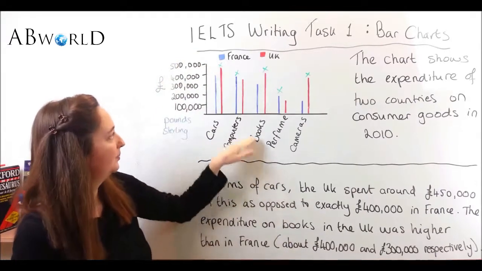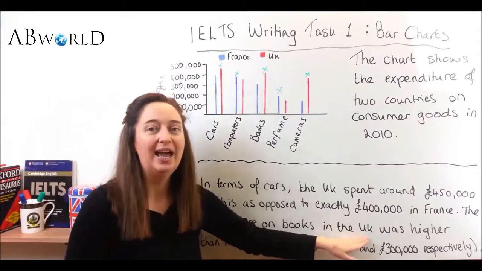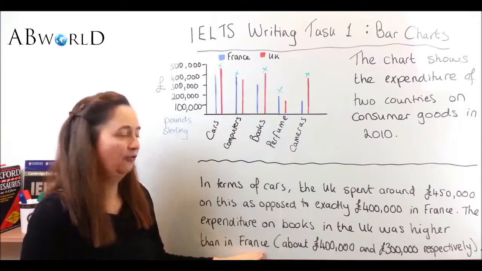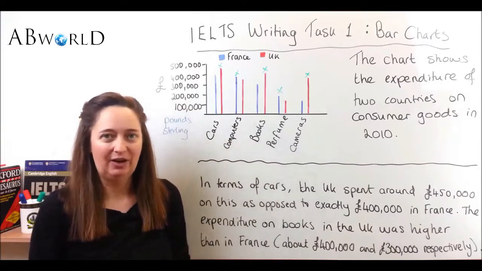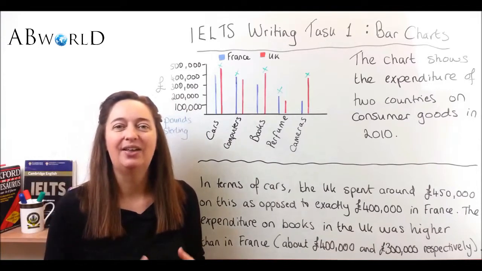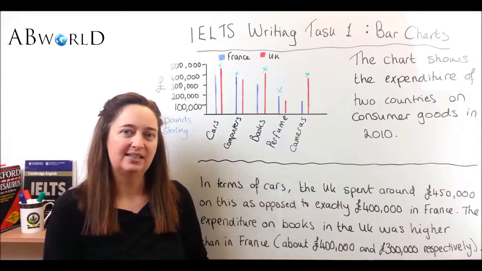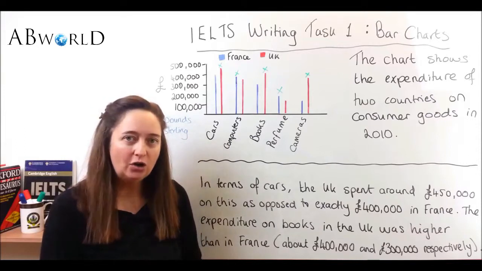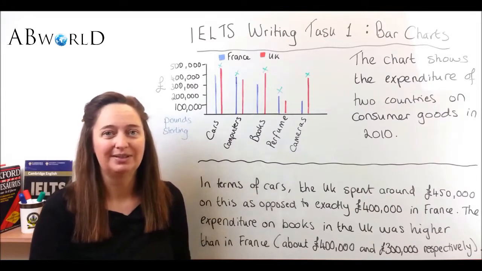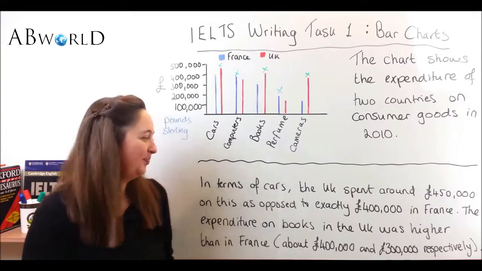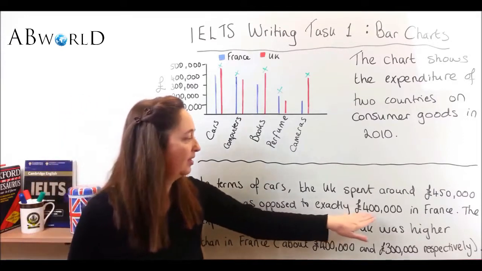Then we move on to books, that's this one here. And it says that the expenditure on books in the UK was higher than in France. So we've got another comparative. When you have a comparative like that, you still need to give the numbers, the data. You cannot miss the data. If your sentences in the body paragraph are not supported by data, you will get about band score 5 for task achievement. So that's another problem. So please avoid that and always support your sentences with the numbers.